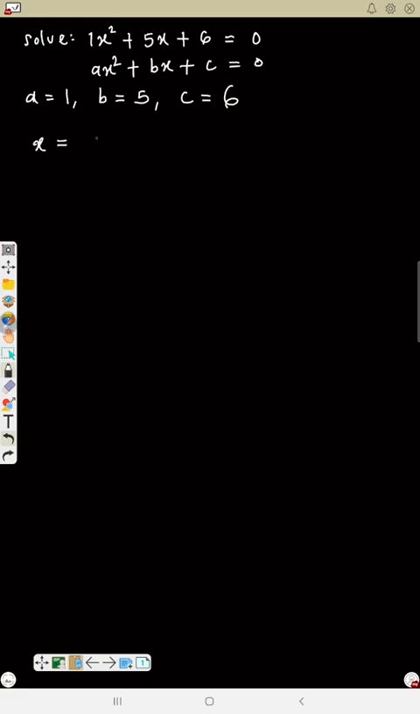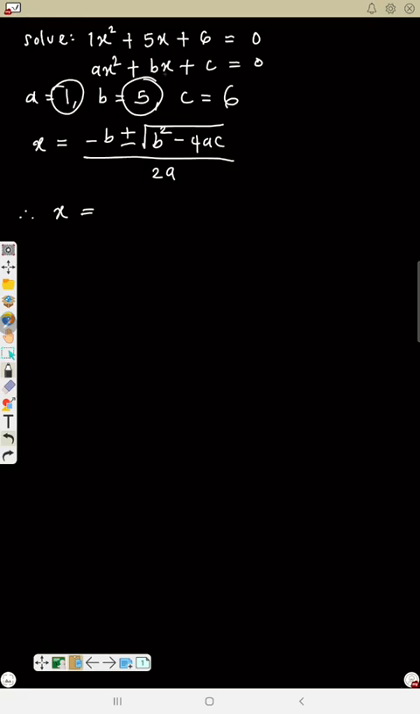So x is equals to minus b plus or minus square root of b square minus 4ac, everything over 2a. So x will be equals to, that means anywhere you see a, put 1, anywhere you see b, put 5, anywhere you see c, put 6. That means x is minus 5. Why? Because b is 5 and we have minus b. So anywhere I see b, I'll put 5.